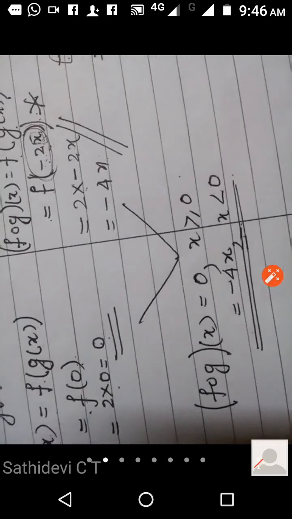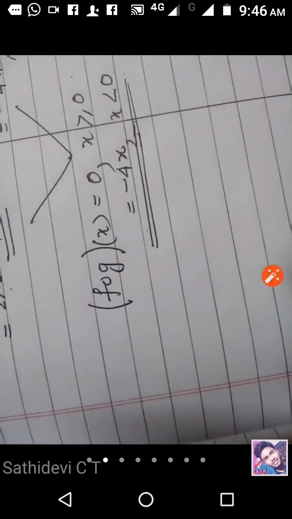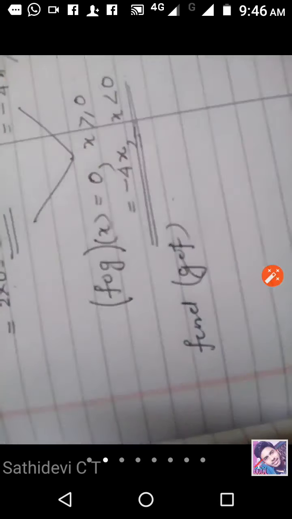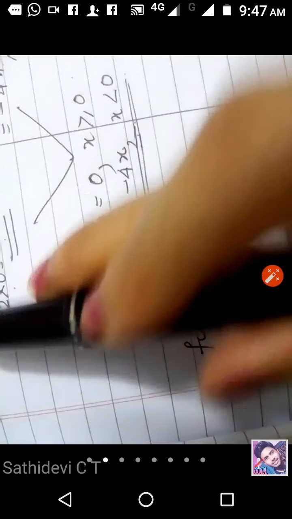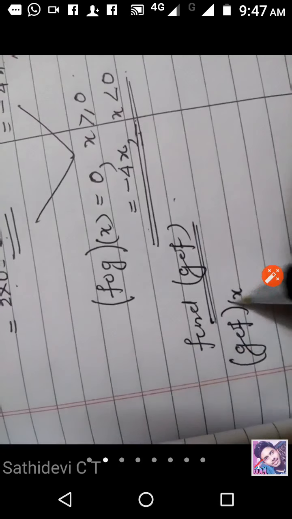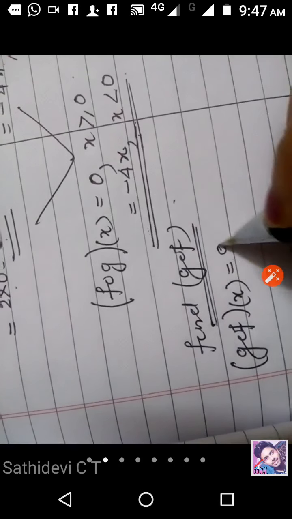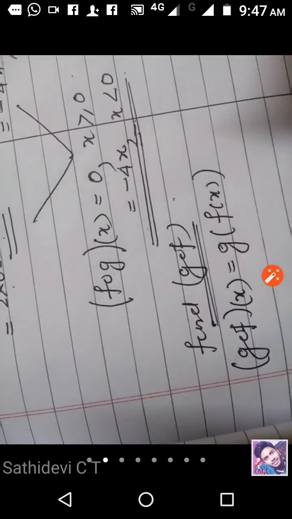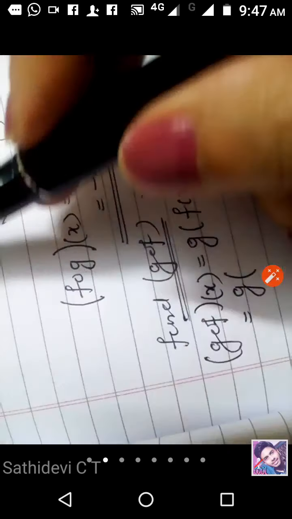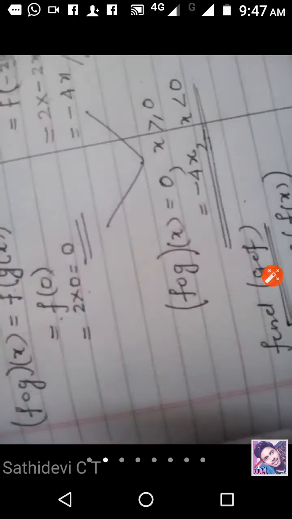Second part, that is G composite F. You have to find out G composite F. Again, first case, the same thing you are applying when x is greater than 0. G composite F operated on x is G of f of x. What is f of x in this case? 2x. G of 2x.